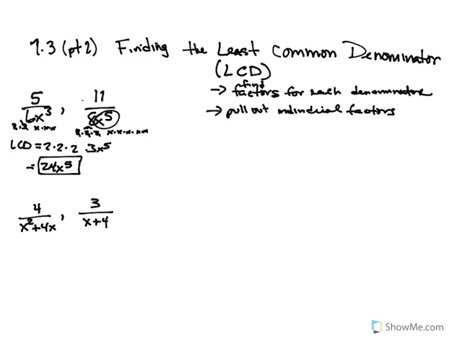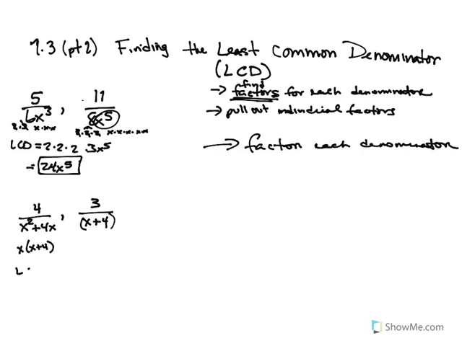All right. Then we have here 4 over x squared plus 4x, and then 3 over x + 4. So we want to go back to our instructions that says find factors for each denominator. Finding the factors for each denominator basically means factor each denominator. And then you identify factors. So x squared plus 4x would factor into x times x plus 4. This x plus 4 is already factored.